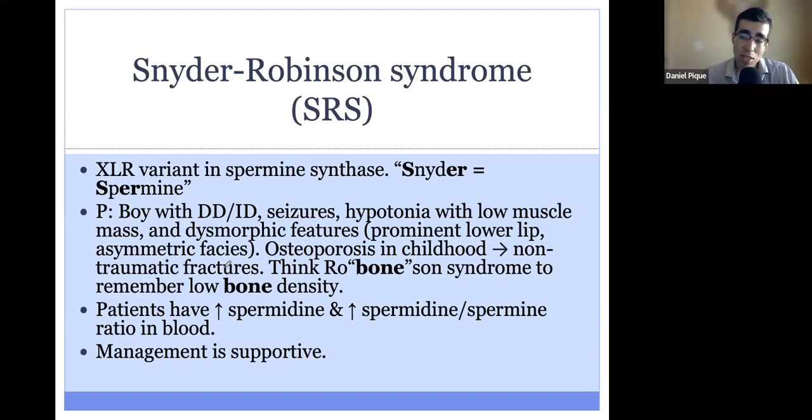Patients can also have, and this is very characteristic for this disorder, osteoporosis. So basically will present as non-traumatic fractures. So the way you want to remember this is Robinson syndrome, to remember the low bone density that's associated with this condition. Patients have elevated spermidine as well as an elevated spermidine to spermine ratio in their blood. Looking at the pathway should help you understand why this is the case. And management for this condition is primarily supportive.